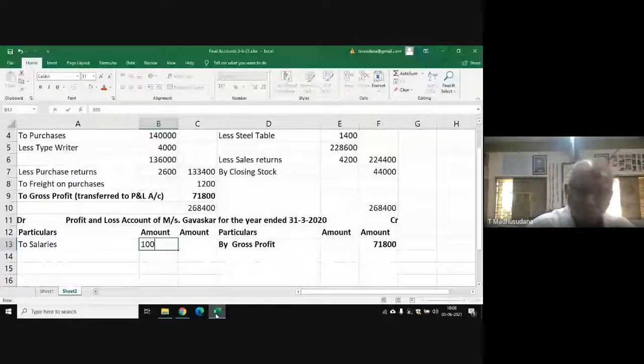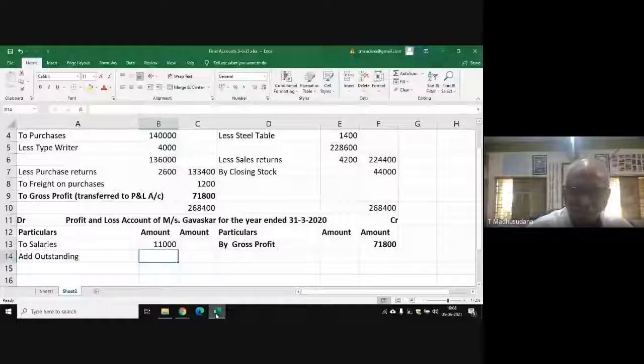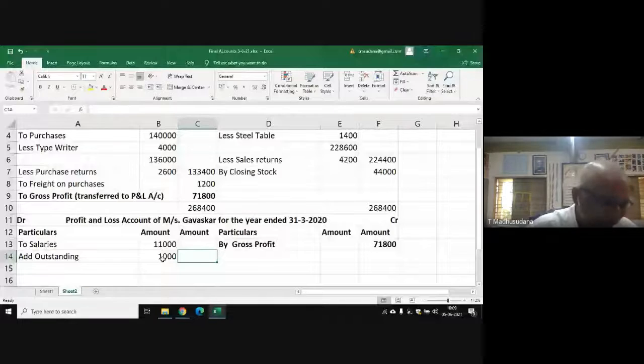Therefore add outstanding. So outstanding salary for 1 month is outstanding. Means whatever salary was paid, that is for 11 months. So if it is 11 months, what is the 1 month's salary? It is 1,000 rupees. Total 1,000 rupees per column.